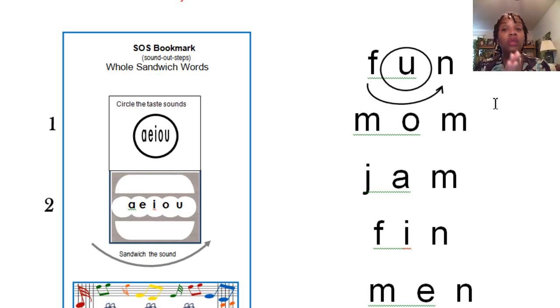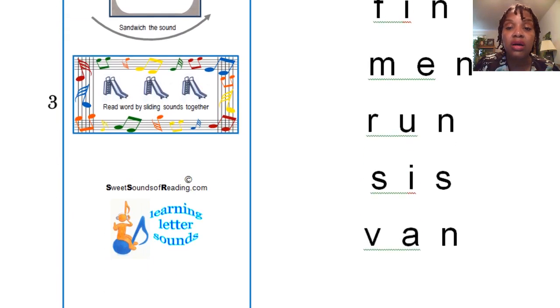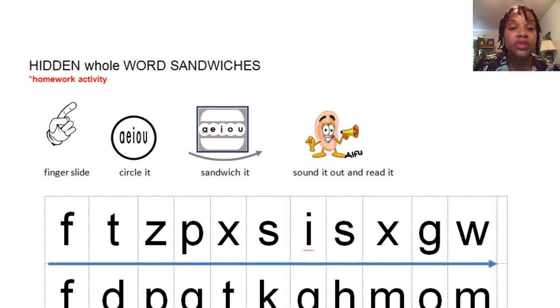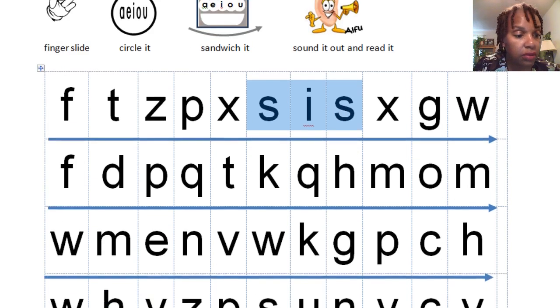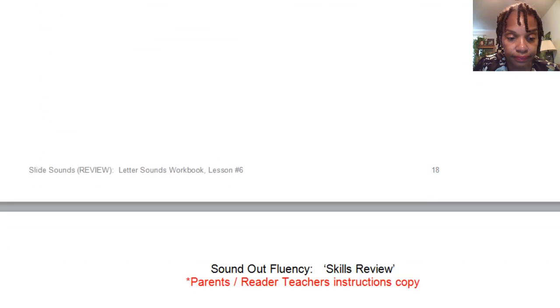So all of the words in this activity are whole words, right? And so then you're going to move right along into the hidden word sandwiches, right? So you're going to help Alpha Ear find the hidden sandwich, right? So these are whole sandwiches, right? So you're going to finger slide, you're going to circle the taste sound, and then you're going to make the sandwich, and you're going to sound it out. Okay, all right. So moving right along.